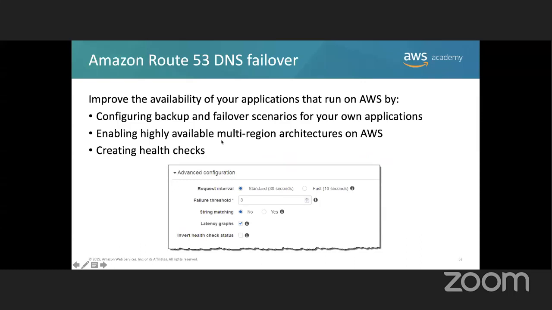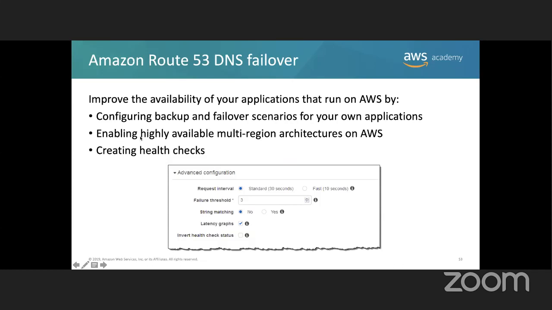So, improve the availability of your applications that run on AWS. This is DNS failover. What do you have to do? Configure backup and failover scenarios for your own applications. Guys, everything has to be configured by you, right? These failover scenarios and things like that, you have to configure them. Once it's configured, you don't have to worry about anything else. Okay, that's why you have architects and AWS experts that can help you with that.